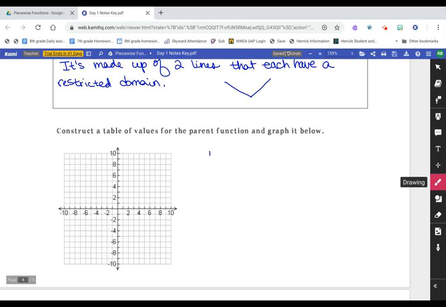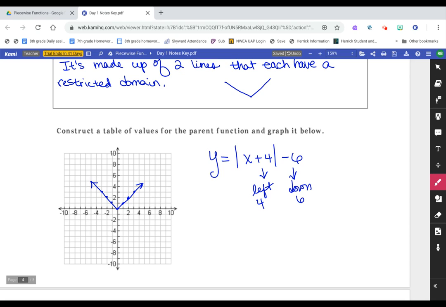Let's make this one a little bit harder. Let's do y is equal to, let's combine what we have up there, the absolute value of x plus 4, close it, and then subtract 6. Okay, well, the parent function is just simply this. So if we're going to move left 4 and down 6, this graph would look like so.